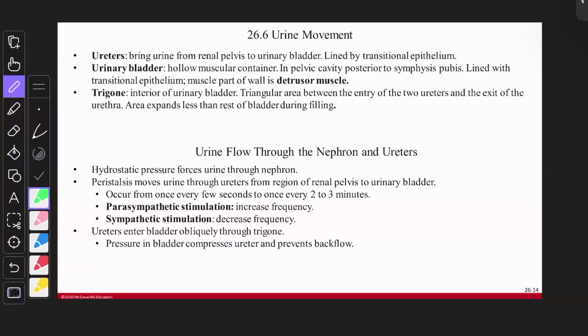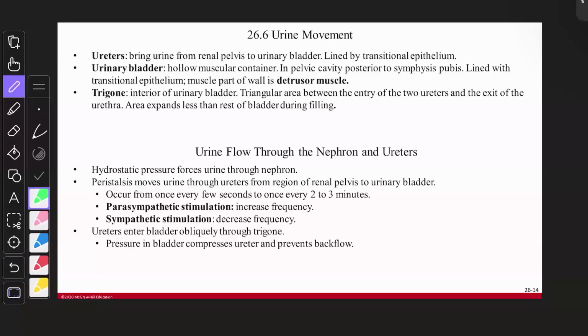Sympathetic stimulation will decrease the frequency. When you're running from a bear, you don't want to have to think about stopping to pee. Or at least I don't. Okay? The way that the ureters come into the bladder, this is important to understand, they come in at an oblique angle. They come in obliquely. That allows for that compression of the opening when the bladder starts to fill.